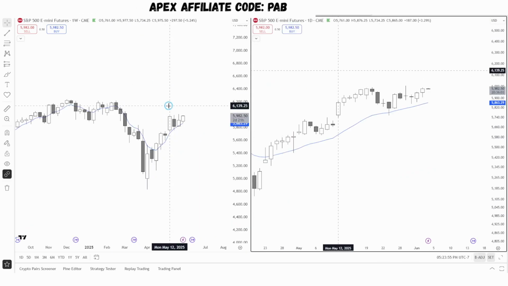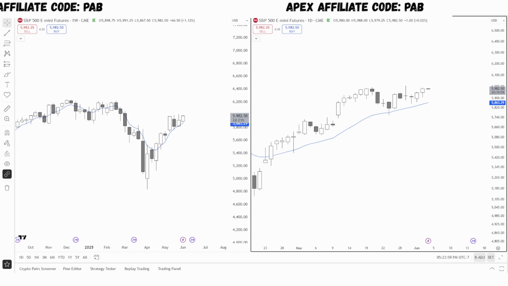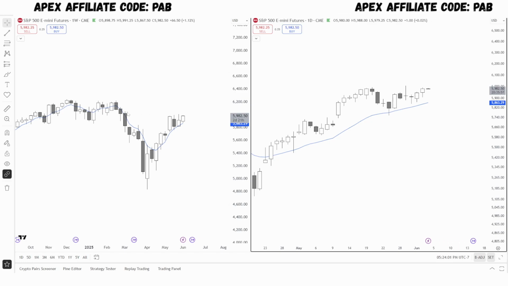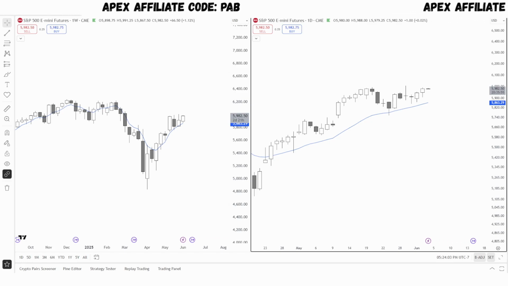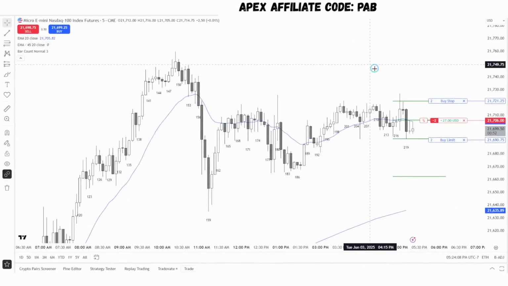Weekly chart's starting to look nice for the bulls. I don't really have a look, it'll look like whatever it wants to look like. Speaking of 50% pullbacks, I'm actually in a trade right now. I'll show you guys real quick.